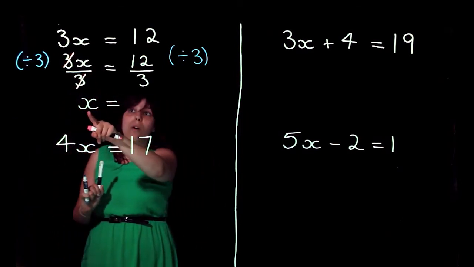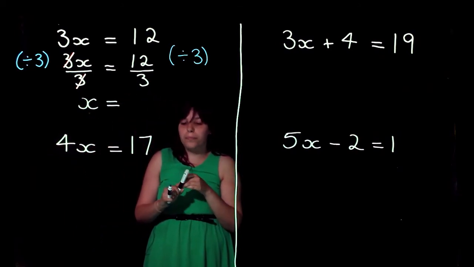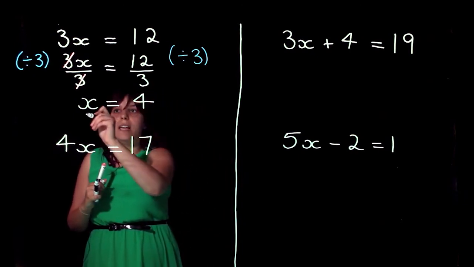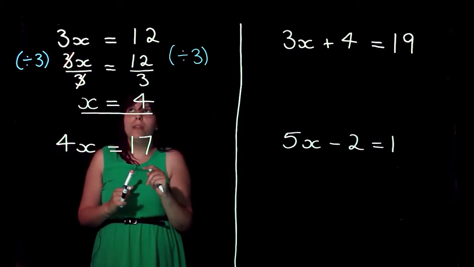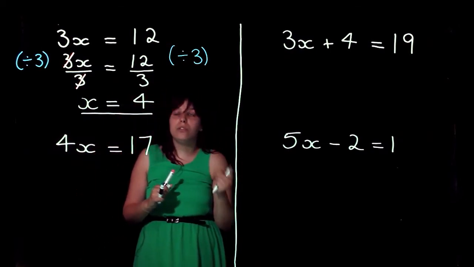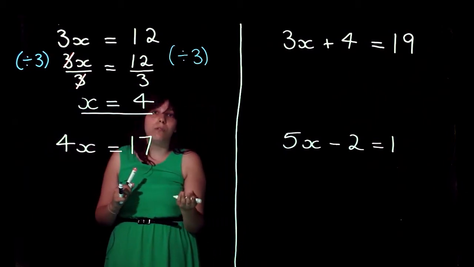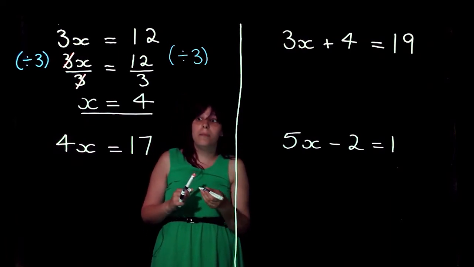So that leaves us with our 1x. And then 12 divided by 3 is 4. So that means that x equals 4. So if we go back to our original equation, 3 times x equals 12. Well, now we know that x is 4. So does 3 times 4 equal 12? Yes, it does. So we've solved that equation.